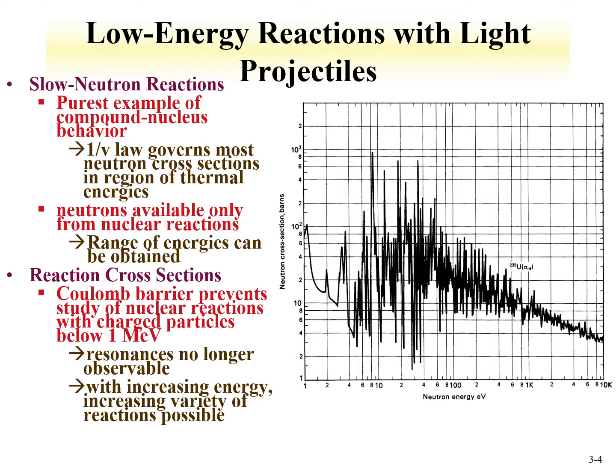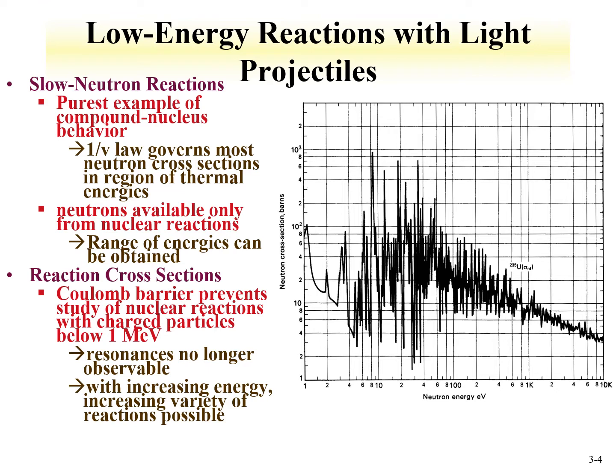An example of some other low-energy reactions with light projectiles that we're interested in would be slow neutron reactions, so thermal neutron reactions. This is the purest example of compound nucleus behavior. There's a rate law that governs this, where 1 over the velocity governs most neutron reaction cross-sections. So we tend to see a decrease in cross-section with an increase in the neutron energy. The neutrons that are available for these reactions can only come from nuclear reactions. Therefore, a range of neutron energies can be obtained, since these neutrons are produced fundamentally in the fission of a nucleus.